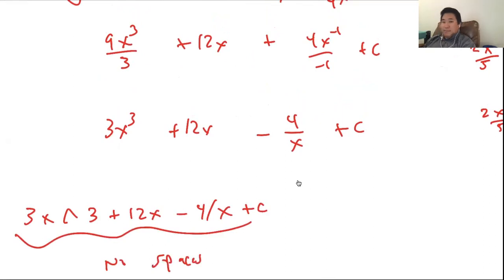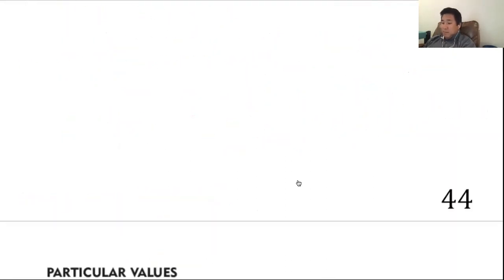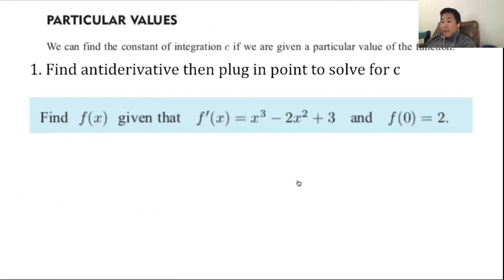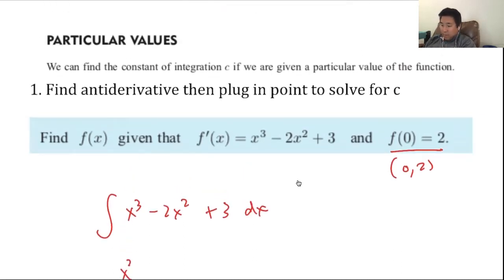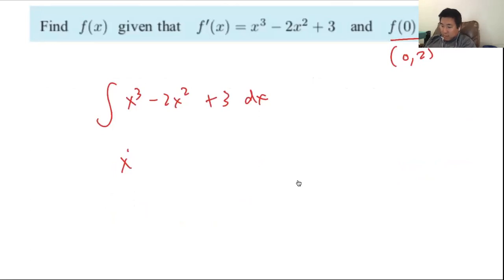All right, find the antiderivative, then plug in the point to solve for c. Find f of x given this, and then they give you a point. This point is 0, 2. So go ahead, take the integral of x cubed minus 2x squared plus 3 dx. So x to the fourth over 4 minus 2x cubed over 3 plus 3x plus c equals f of x.